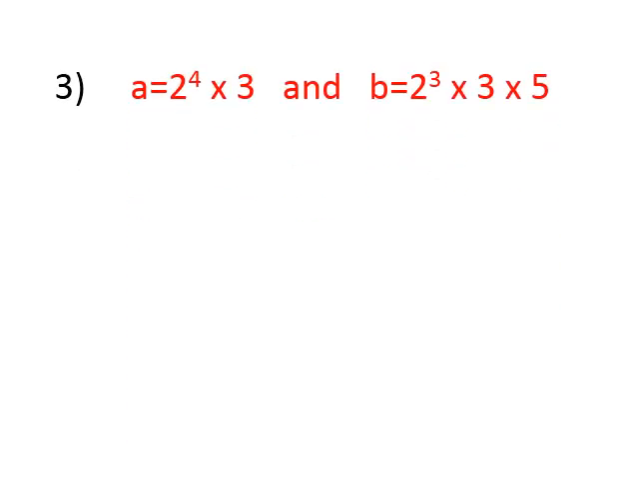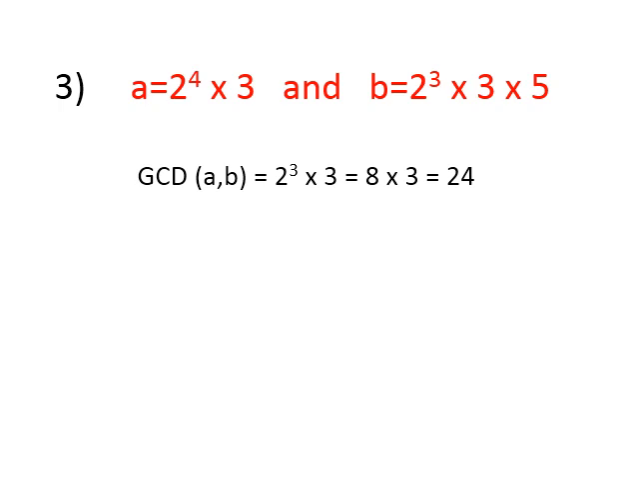Here in the third part, we have A equals 2 to the power 4 times 3 and B equals 2 cubed times 3 times 5. To find the GCD, I have to pick up the common numbers or the common factors. Here we have 2 and 3. 5 is not repeated in A, so I can't take it into consideration. Now, among 2 and 3, I have to find the smaller power. 2 power 4 or 2 power 3, I have to take 2 to the power 3. 3, we take it since on both sides we have only 3. There is no difference in the powers. So 2 to the power 3 is 8 times 3 is 24.